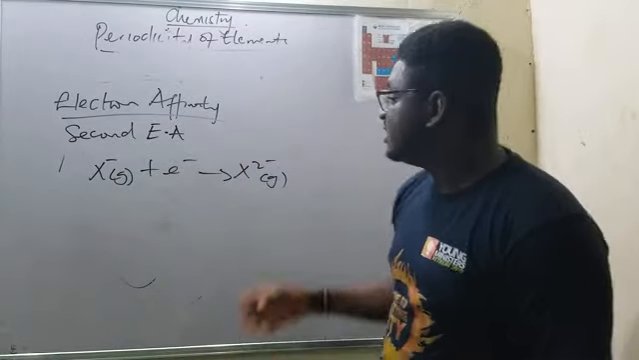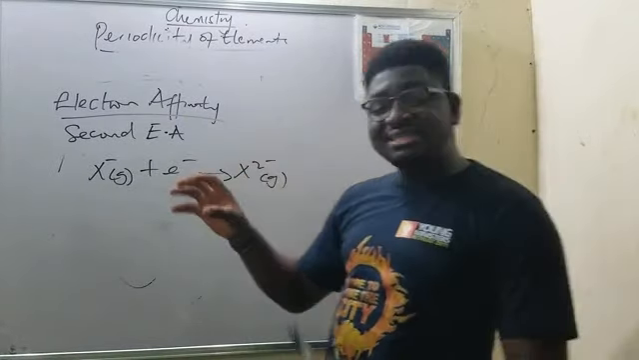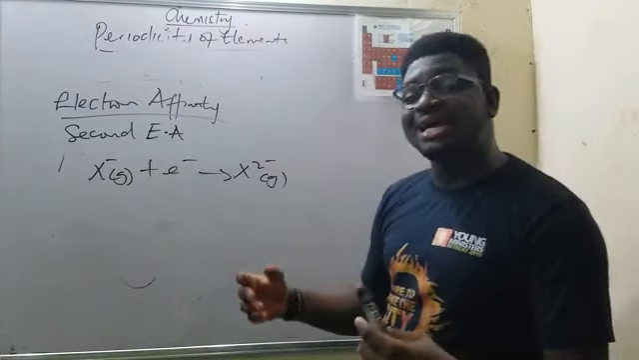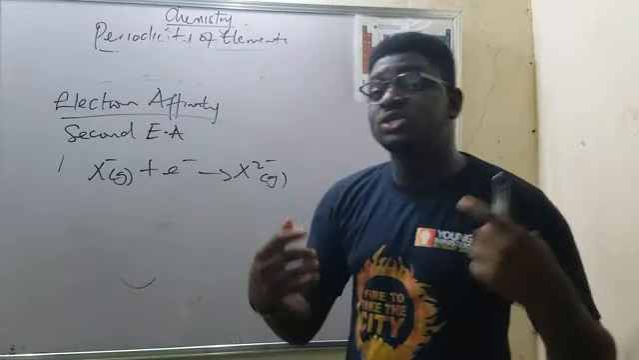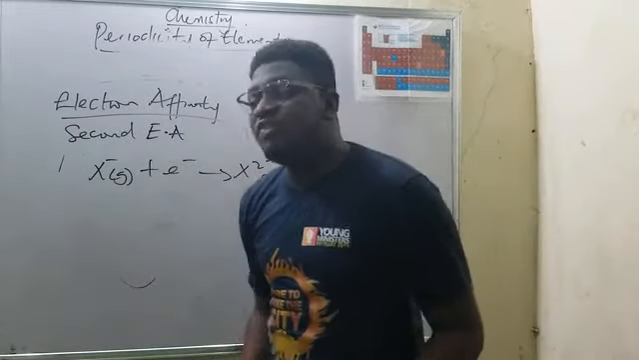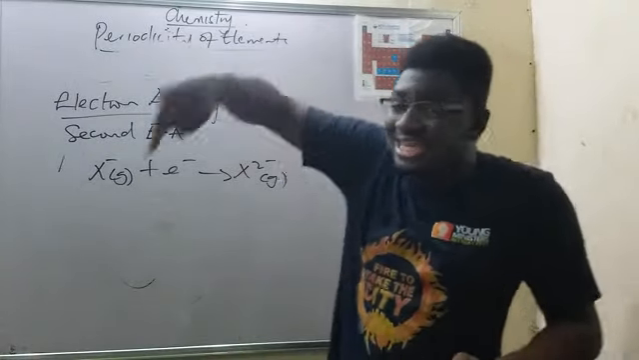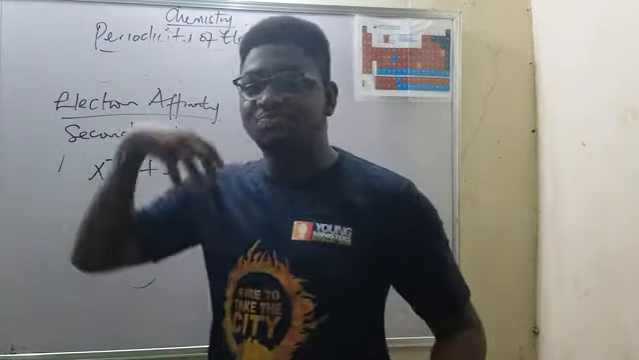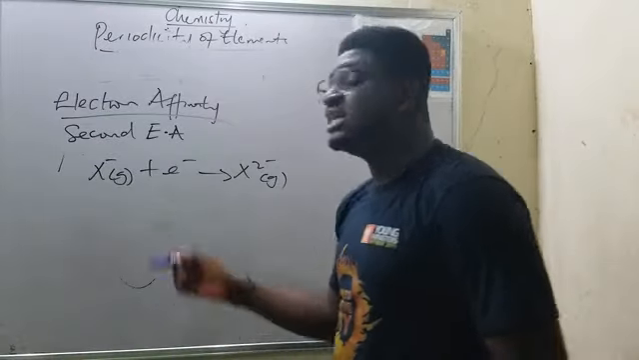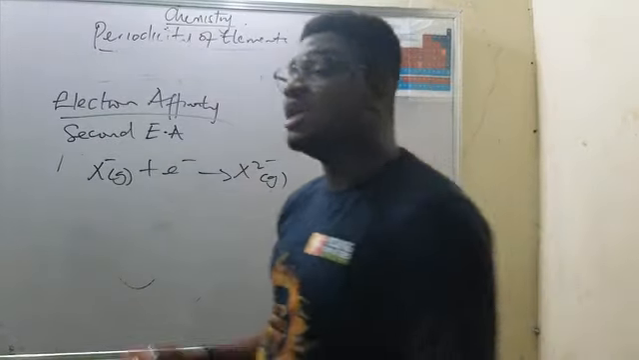Let me come again with that. So there's an electron that has been added. Another electron needs to be added. They are very much repelling each other because they are negative and negative. But for you to stick it and make sure it's added, you need to add energy to it. And when energy is being added to something, it becomes endothermic, which is responsible for making it positive.